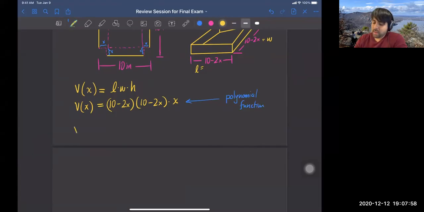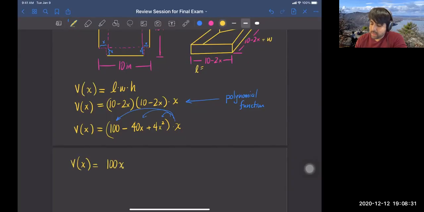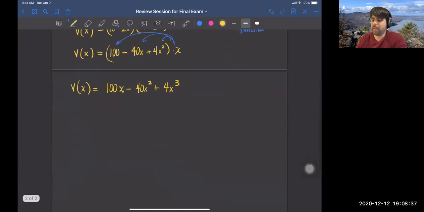And so then the volume is what? When I distribute everything, I get 100 minus 40x plus 4x squared. I'm doing that a little quicker because we should know how to FOIL by now. And this whole thing is being multiplied by x. So when I distribute it one more time, my final volume function is 100x minus 40x squared plus 4x cubed.